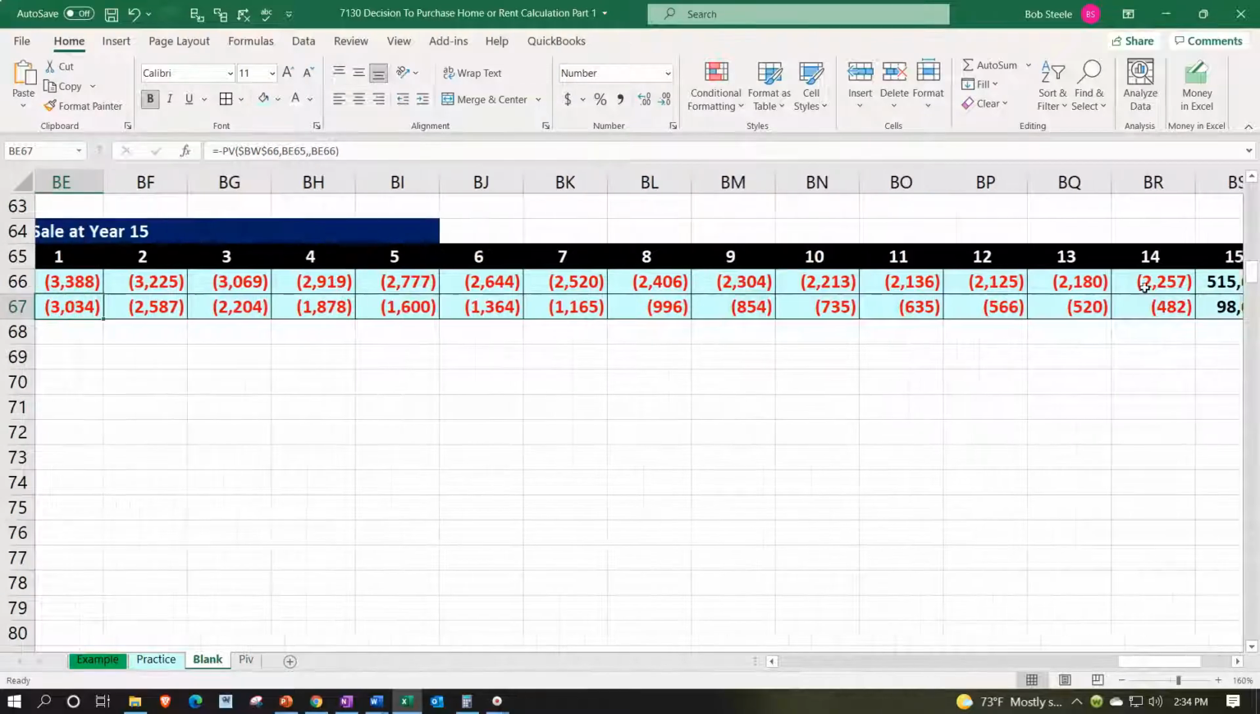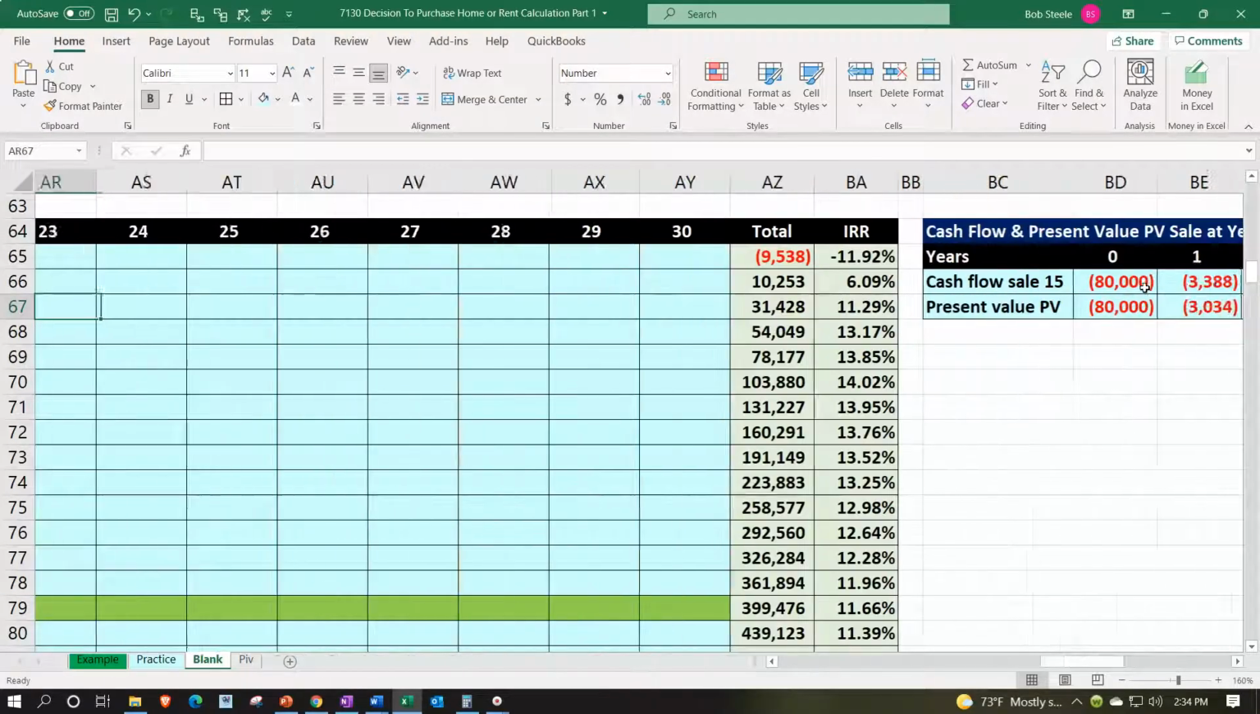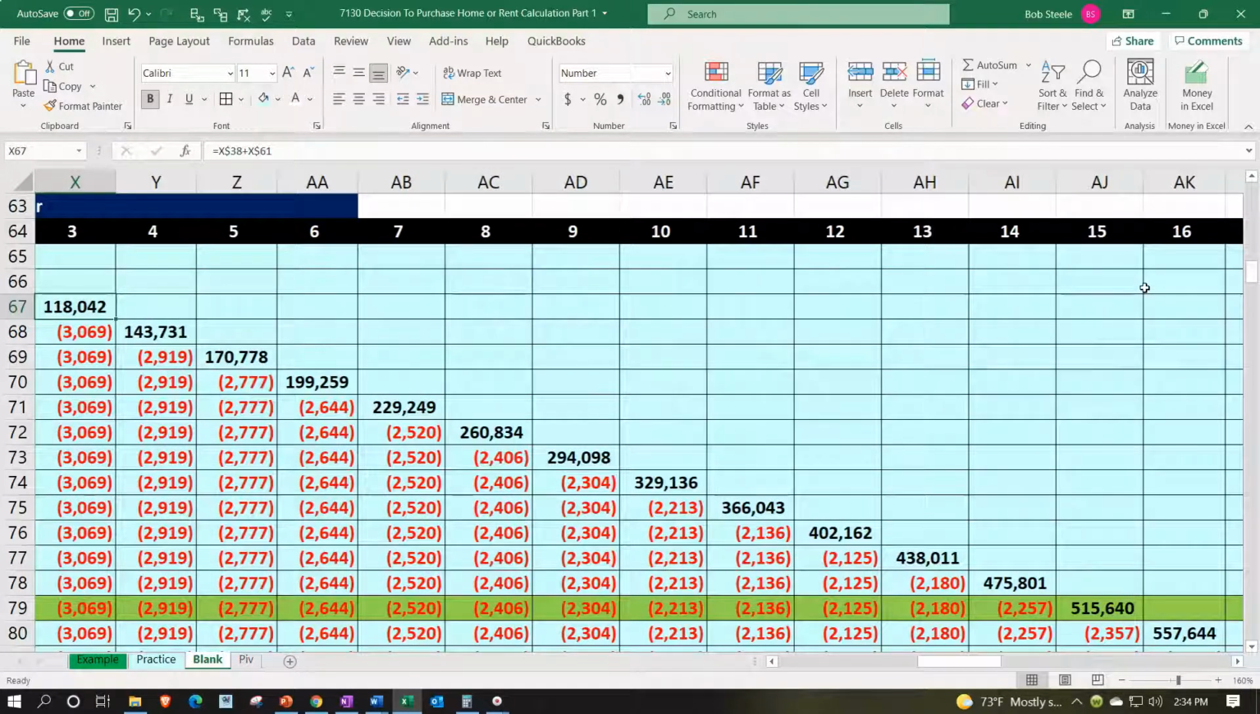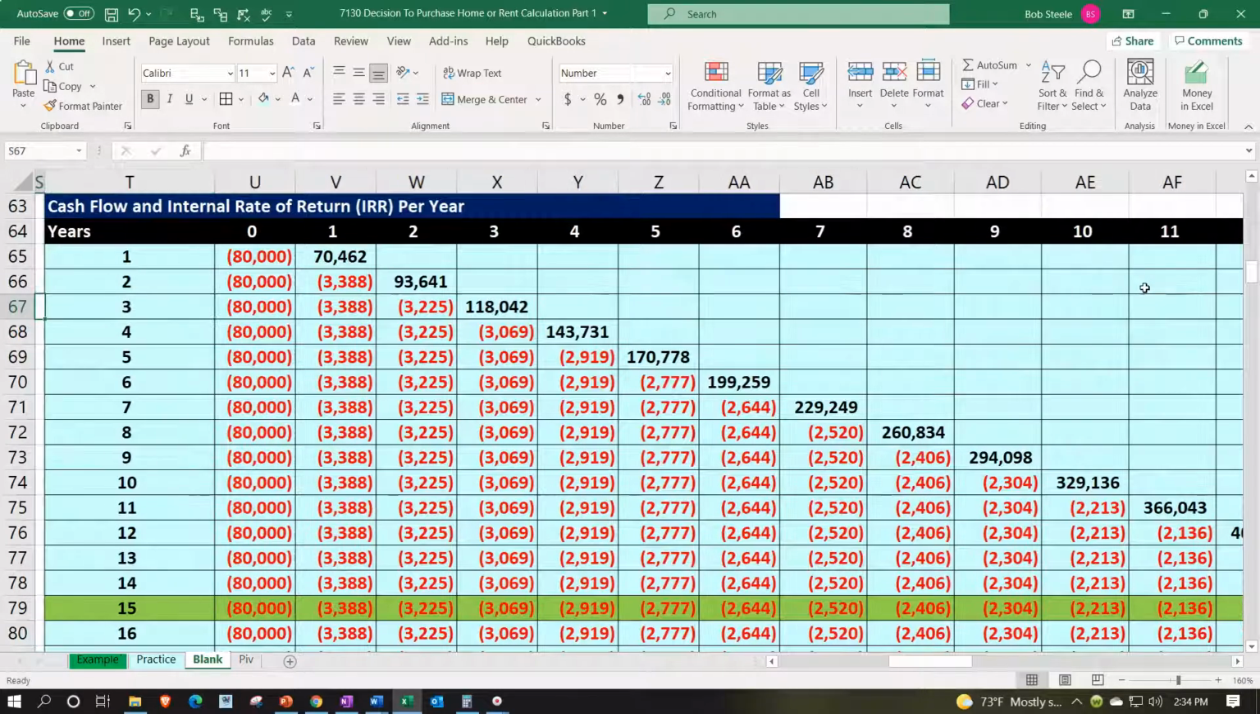So you can use this again to run different scenarios or adjust it to your particular circumstances, make it more or less complex or customize it to your needs.